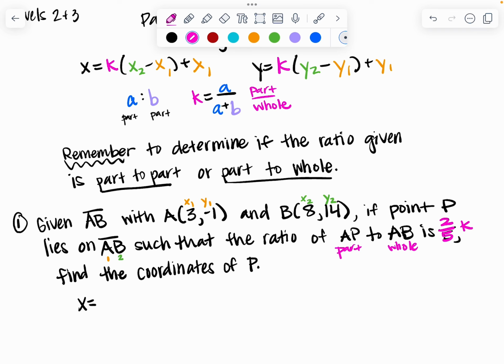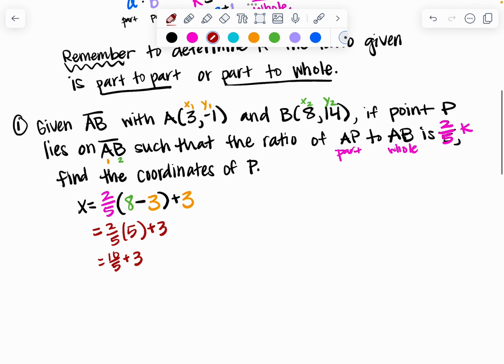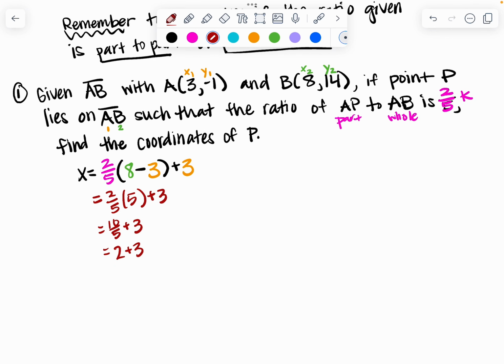So for my x coordinate, K is 2/5. x2 is 8. x1 is 3, so 8 minus 3 plus 3. So now let's see what x is. So this ends up being 2 plus 3 equals 5. So our x value is 5.